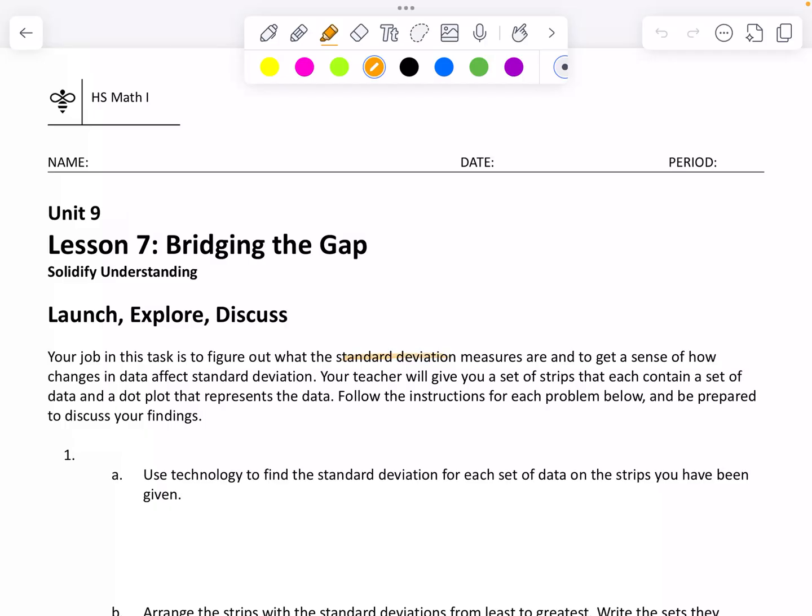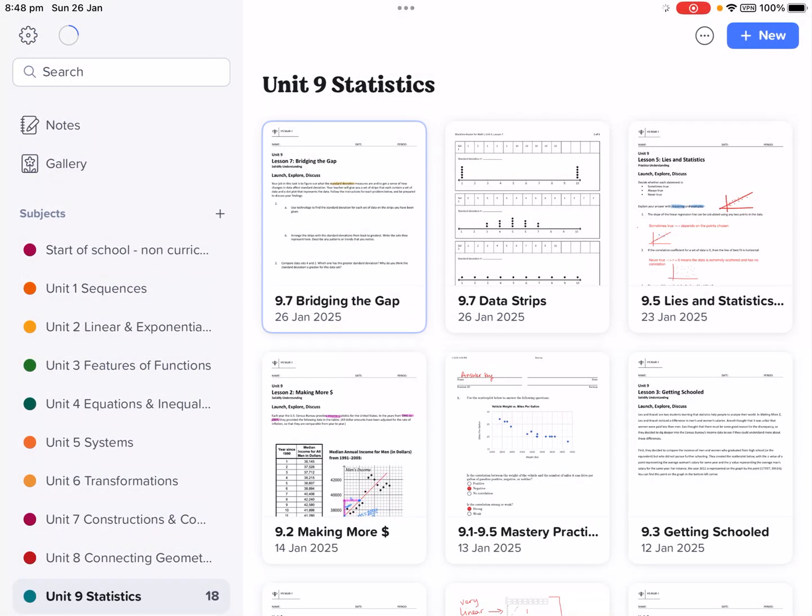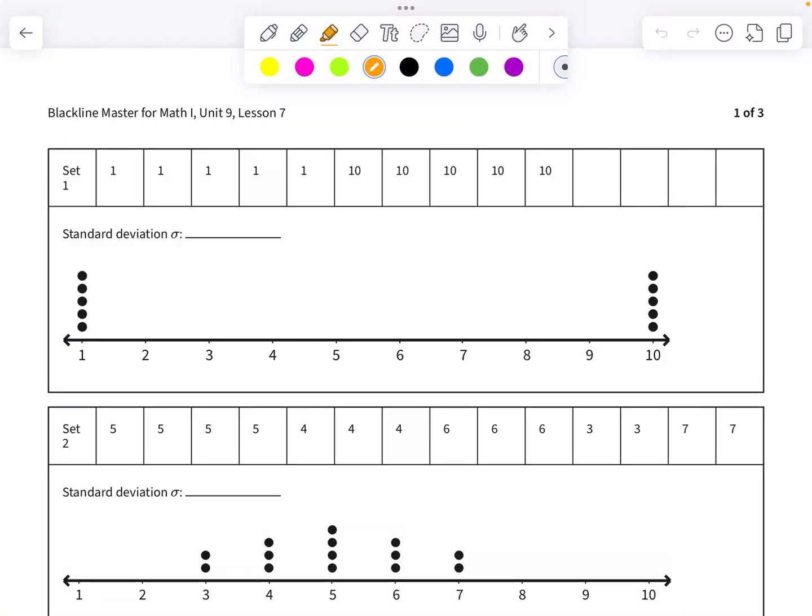Standard deviation. Your teacher will give you a set of strips that each contain a set of data and a dot plot that represents the data. Follow the instructions for each problem below and be prepared to discuss your findings. All right, so we are going to look at the data strips. So here they are. There are 7 sets of data strips. Okay. So here's our first set right here.